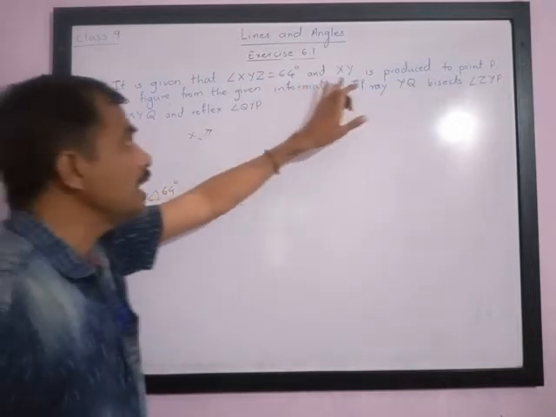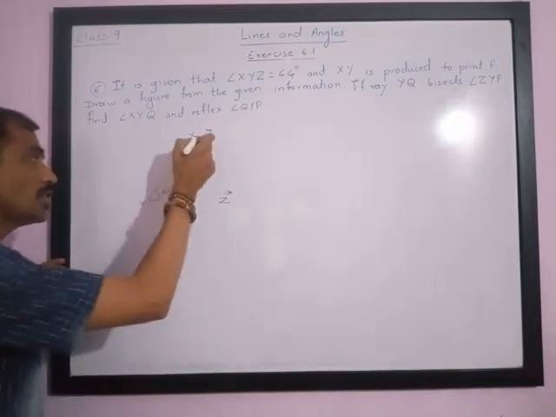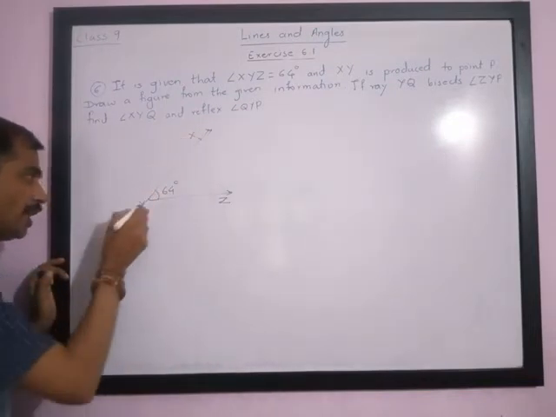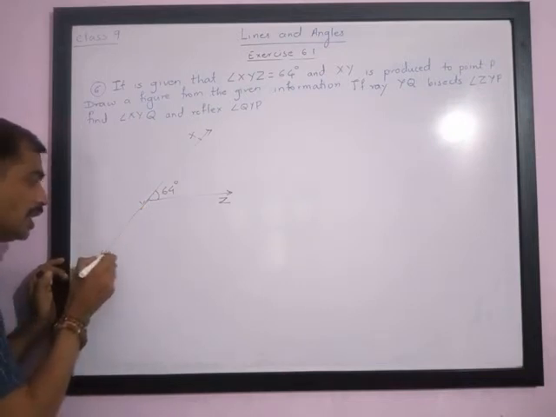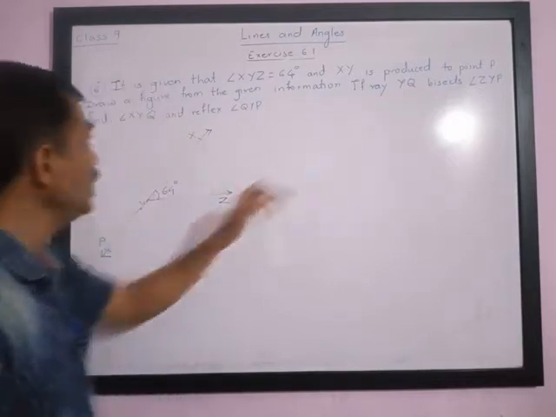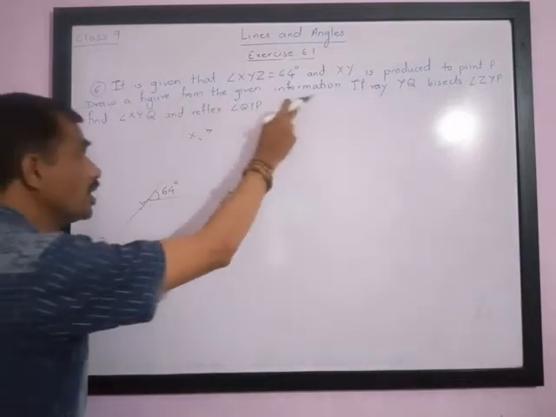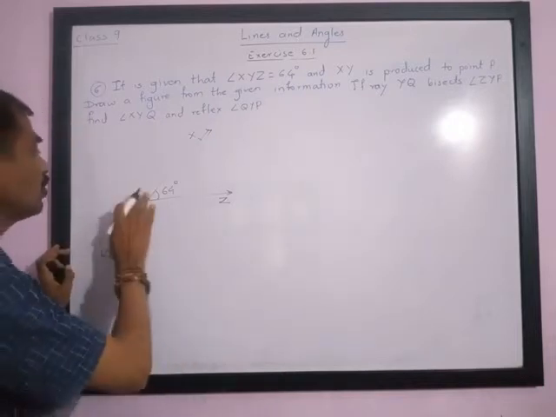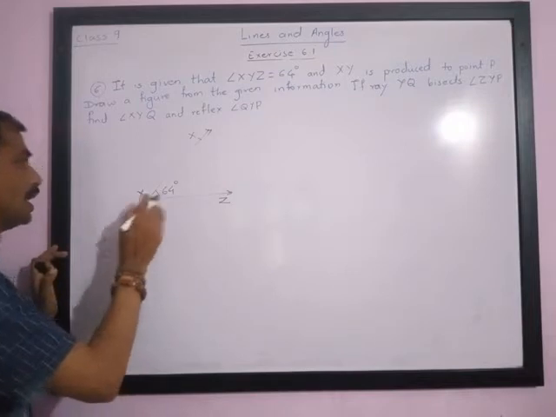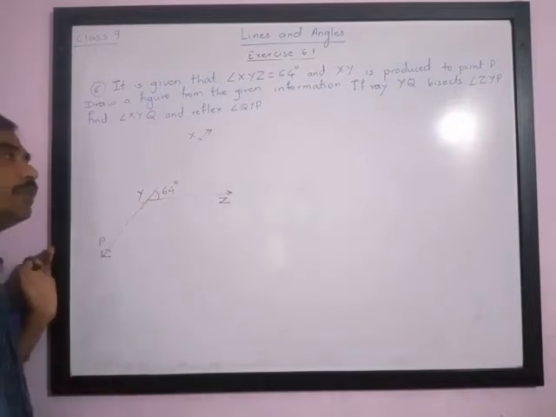Then XY is produced to point P. Please note, XY is produced. Produced means increased in the backward direction. So this is increased to point P. If XY is produced to point P, draw a figure from the given information. So we have to draw the figure from the given information, where XYZ is 64 degrees and XY is produced up to point P.